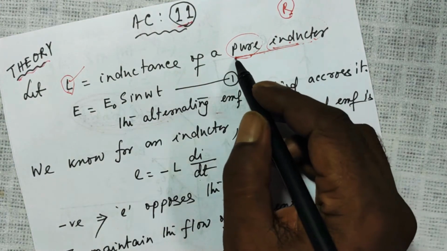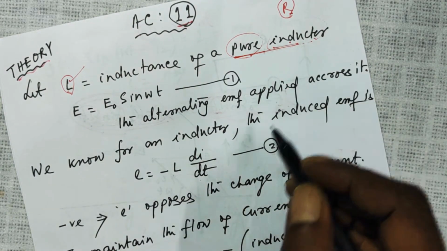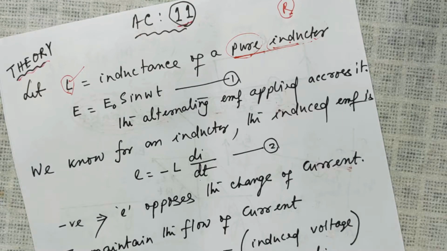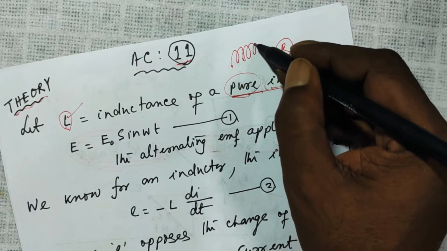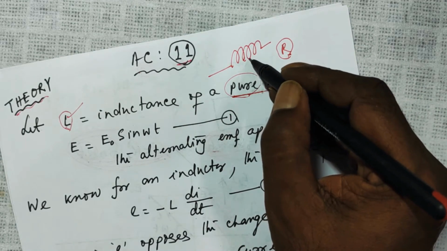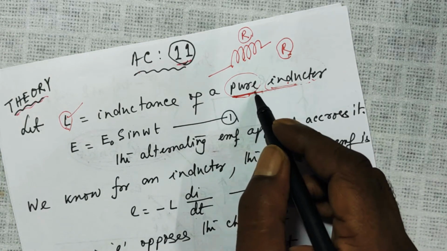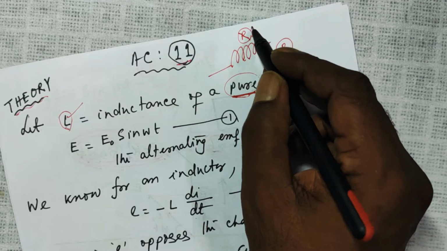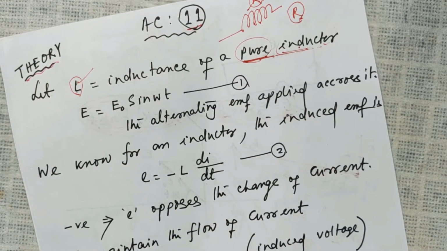But when I say pure inductor, any conductor has a resistance. And an inductor is also a conductor, but in the form of a coil. Since it is made of a material, this will also have this R, the ohmic resistance. But the moment I say it is a pure inductor, then we have to assume this part is not there. It will have some other resistance that we will derive in the course of time. Let us see what is that.